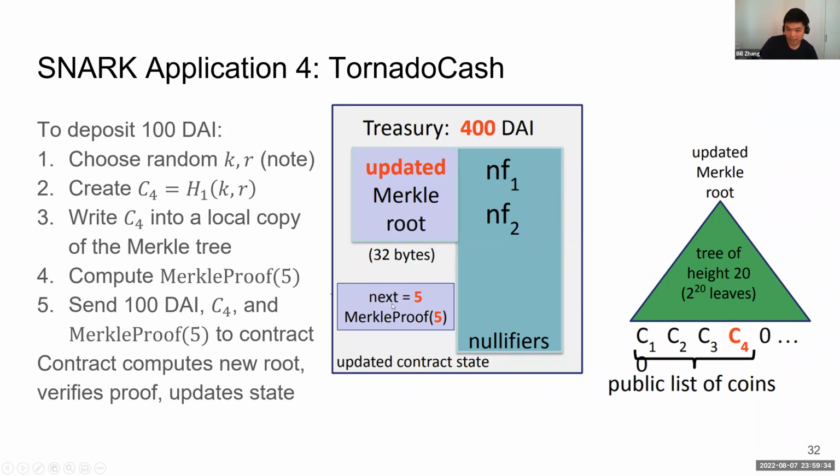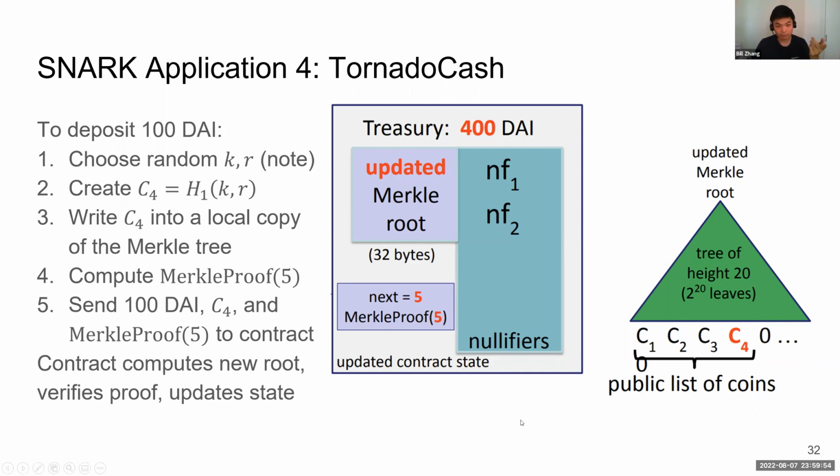It's going to increment next to 5, 5 being the next empty slot in the tree. And it's going to take our Merkle proof for position 5 and store it here as its metadata now. This is the updated smart contract state. This is all I have to do if I want to deposit my DAI.